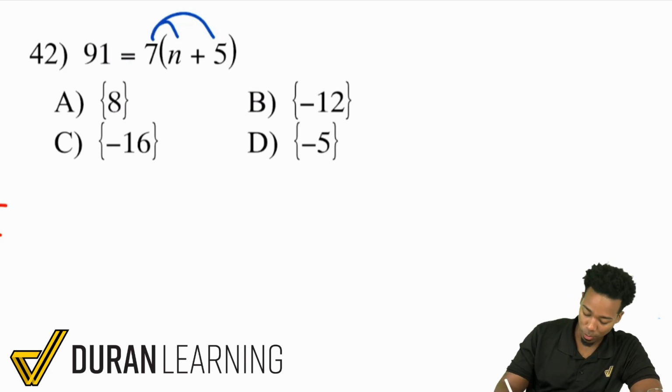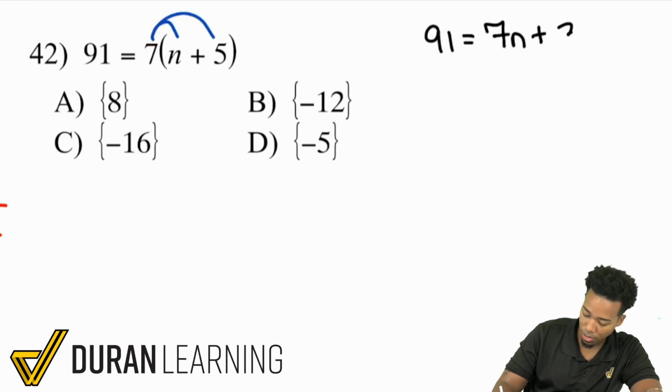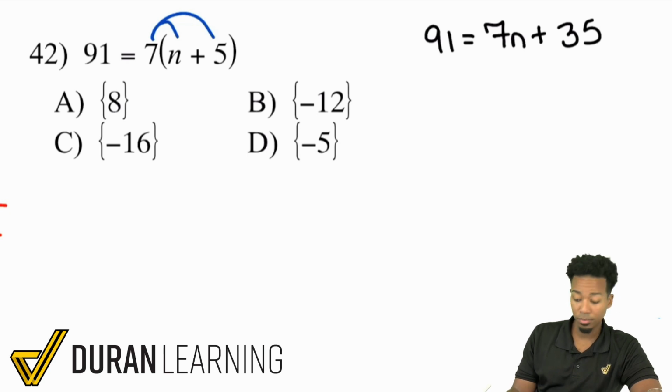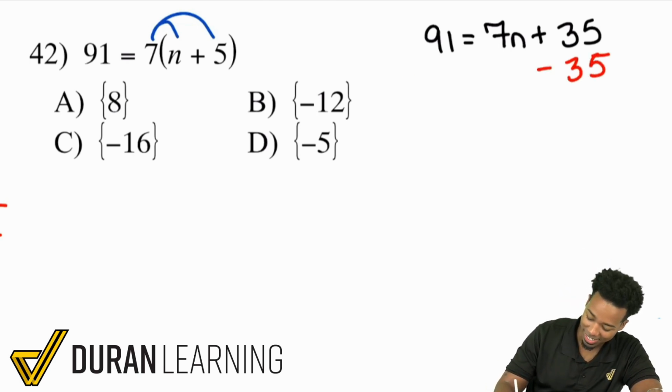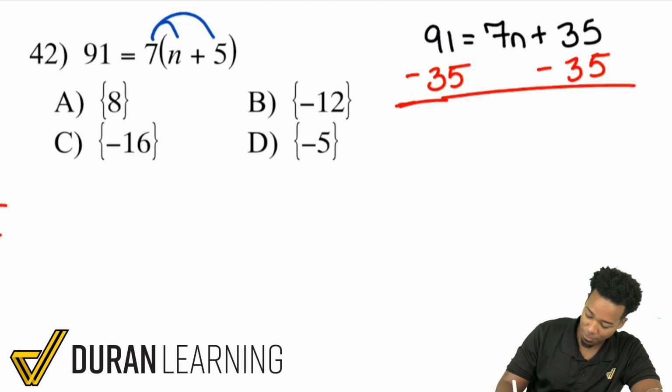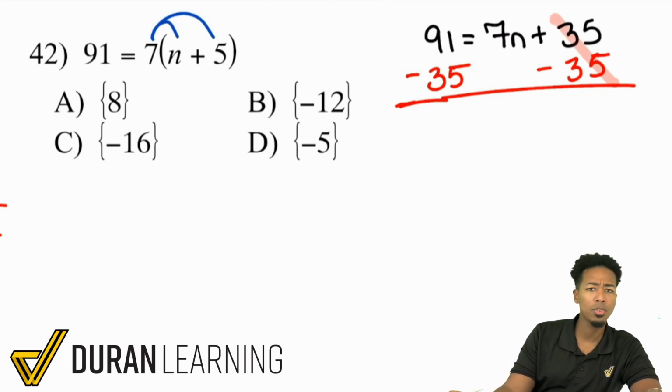So here, we can distribute the 7, and that's going to give us 91 equals 7 times n, which is 7n. And then we have 7 times 5, which is 35. Okay. And so then from here, what we can do is solve this as normal now. This is a nice little two-step equation where we'll go ahead and subtract 35 on both sides. And then that's going to be canceling out on the right side. And so we have 91 minus 35. If you want to, you can subtract 30, then subtract 5 for some mental math there.